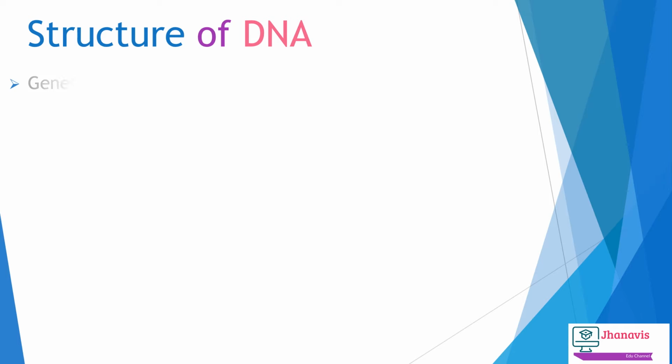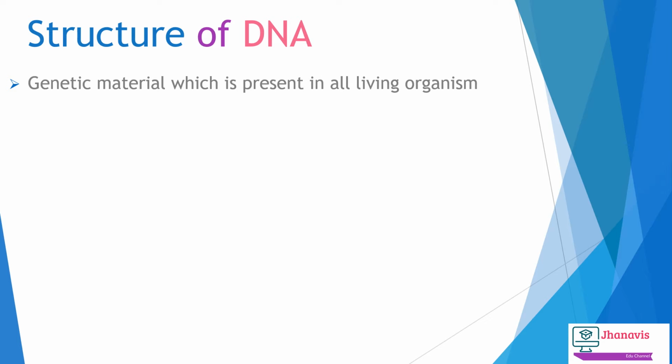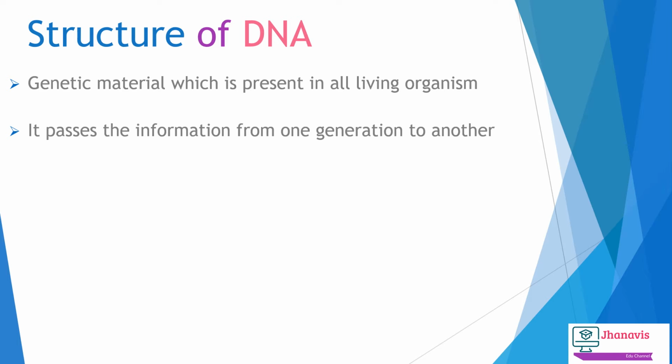Let's start with the structure of the DNA. DNA is called deoxyribonucleic acid. And we all know it's a genetic material which is present in all living organisms. DNA is responsible for passing information from one generation to another.